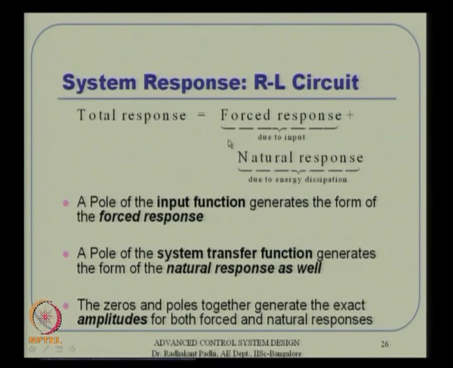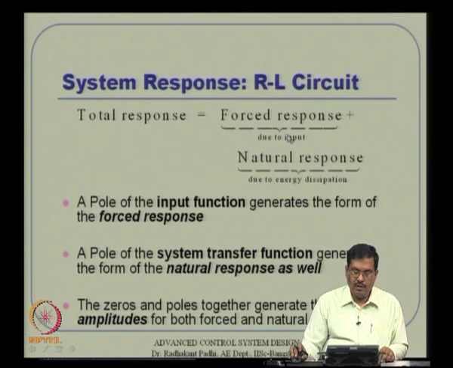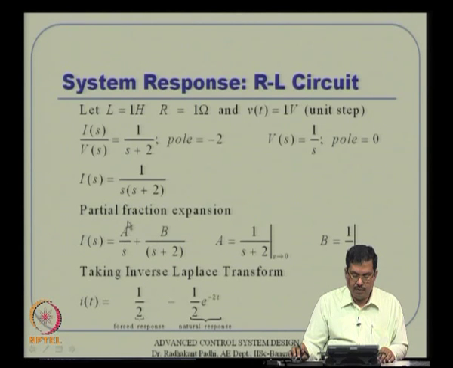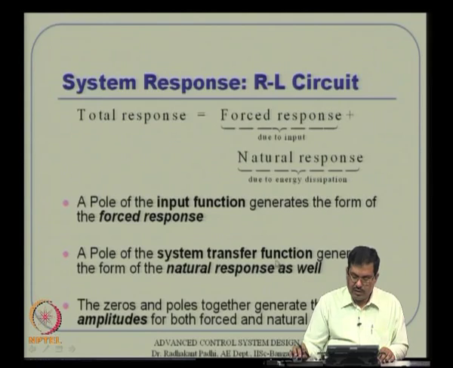If you see the total response, it consists of the forced response due to the input, and there is a natural response which is due to the energy dissipation, you can interpret it that way. If you look at the transfer function, you can visualize that the pole of the input function generates the form of the forced response. Here it is very clear: the pole of the input is 1 by s, because the input was 1, so the pole was s equal to 0, and that led us to the forced response. Similarly, the pole of the system transfer function generates the natural response.